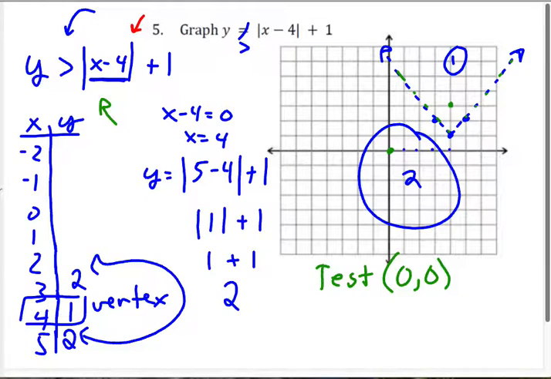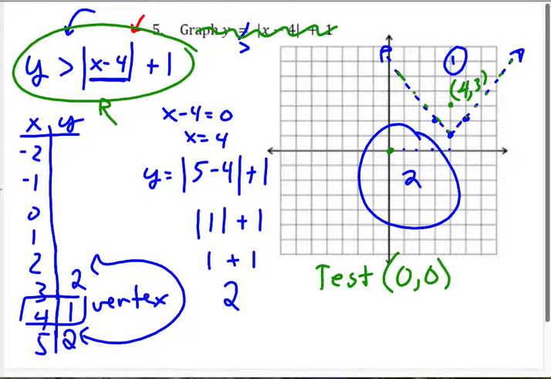I could use 1, 2, 3, 4, 1, 2, 3. I could use this point right here, 4, 3, as a test point. It's just easier to use 0, 0. So plugging in 0, 0 into the original inequality. Remember, we didn't want this one.